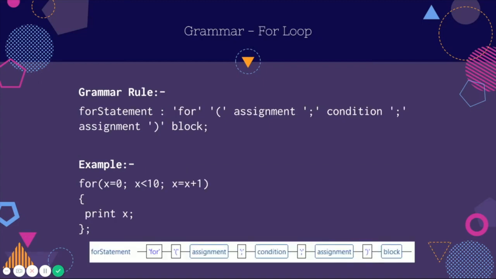Also, we have the grammar for the for loop. A for loop is quite simple and similar to the while loop, but instead we have an assignment, a condition, and another assignment. So, for example, right here we start with an assignment x equals 0. We have a condition, and then we have another assignment. And we have the block here.